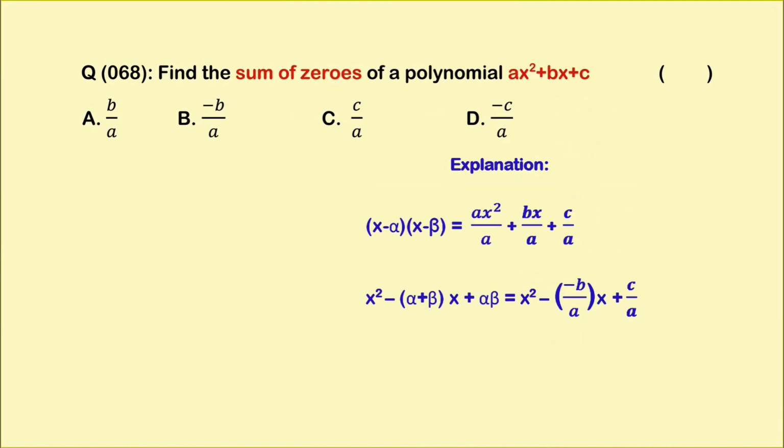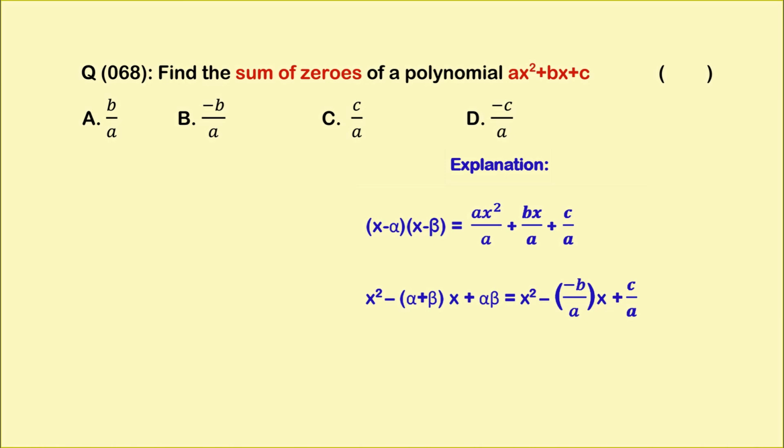Question number 68. Find the sum of the zeros of a polynomial ax square plus bx plus c. You can see in the explanation x minus alpha into x minus beta is equal to, given that, ax square plus bx plus c. If you divide by a, we'll get x square plus bx by a plus c by a.